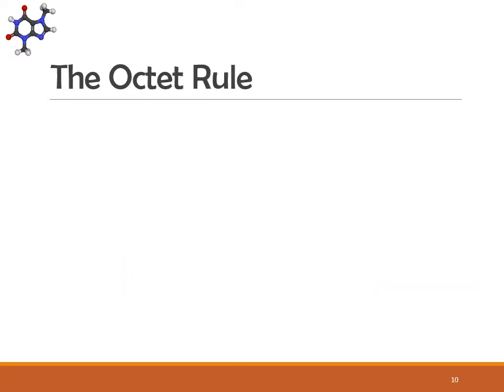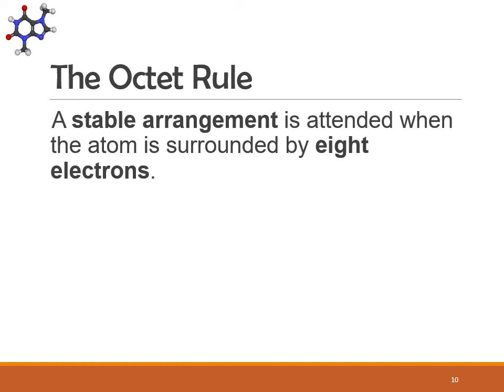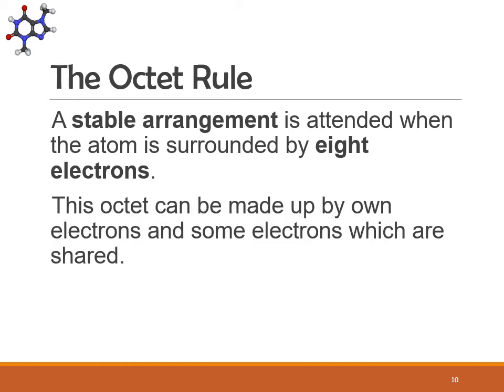Why is having 8 valence electrons important for an atom? An atom that has 8 electrons in its outermost shell is stable and unreactive. An atom will always seek to be stable. The octet rule best describes this condition for all atoms. It states that a stable arrangement is attained when an atom is surrounded by 8 electrons.